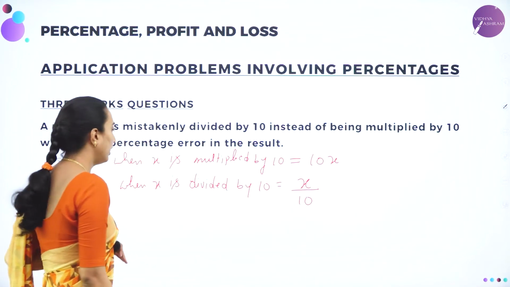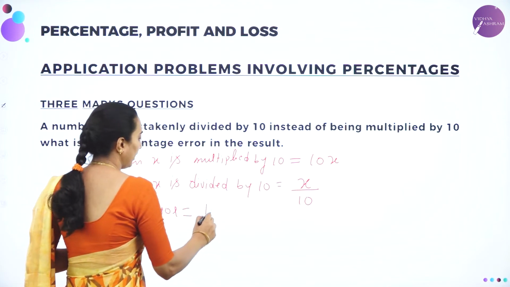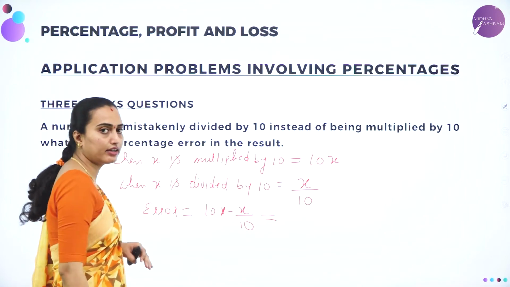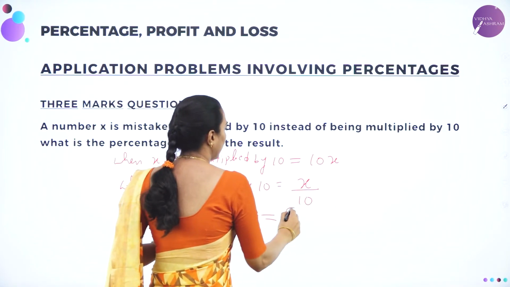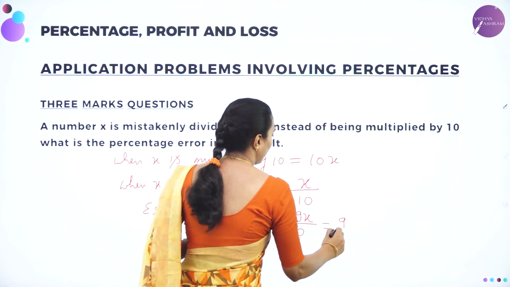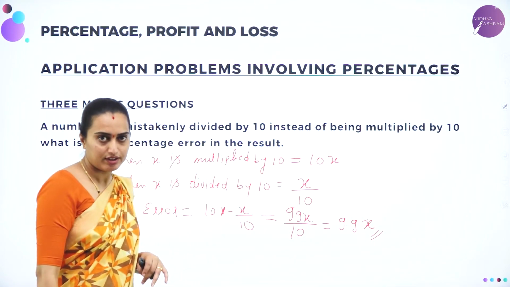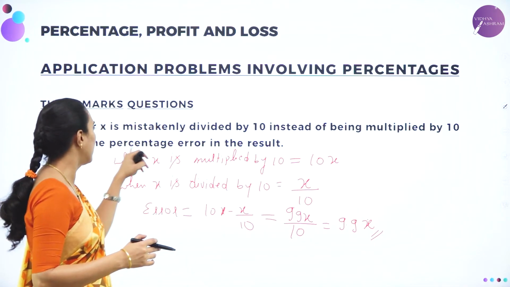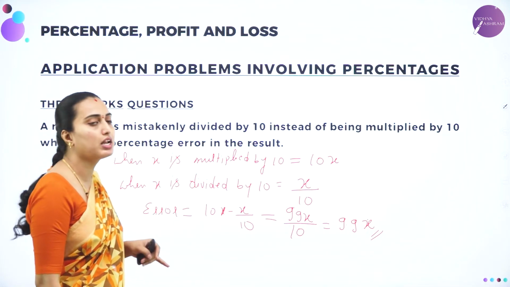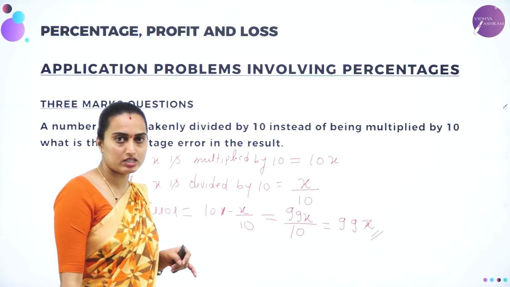Correct? So the difference between those two is nothing but the error. Error is nothing but 10x minus x by 10, which will be 10 into 10 is 100, 100x minus x is 99x divided by 10. So you are going to have 9.9x. Correct? This is the error. Now what is the percentage they have asked? Percentage error in the result is nothing but, initial value was 10x, you take it as, and error means 9.9x, isn't it?